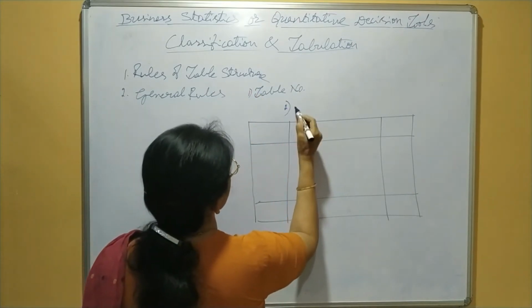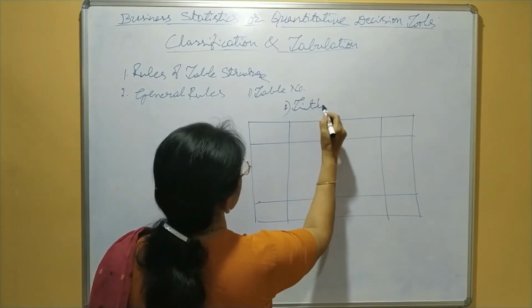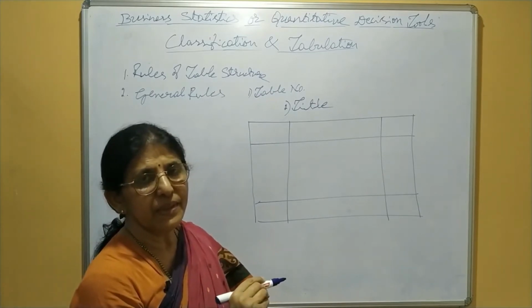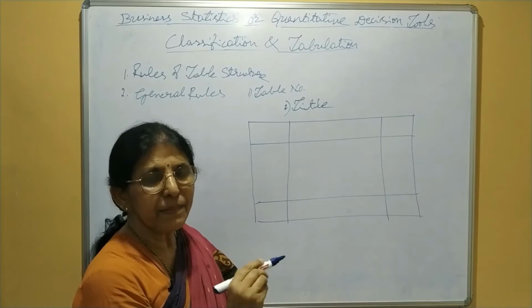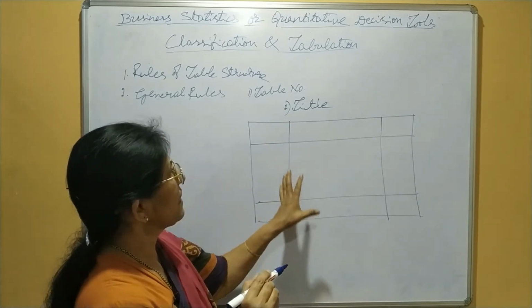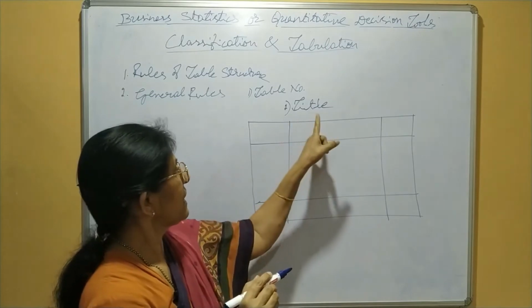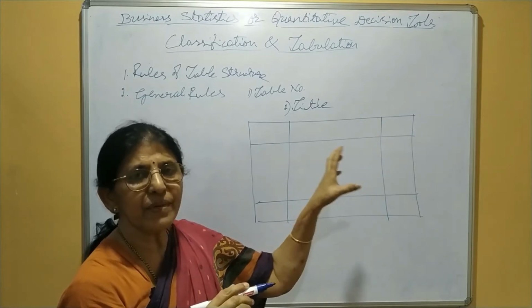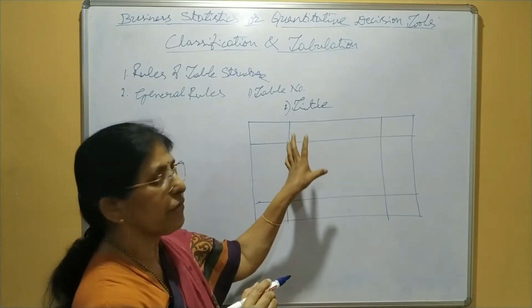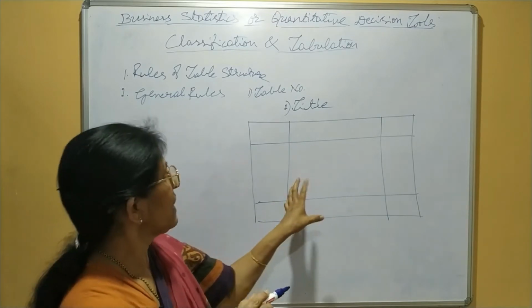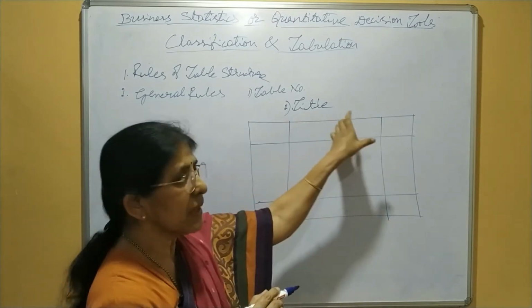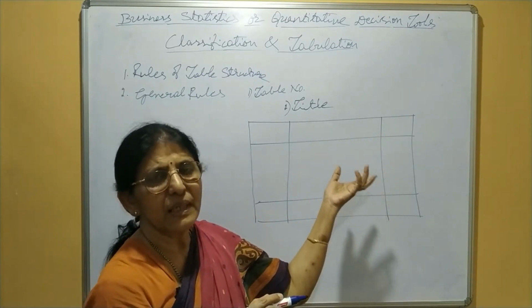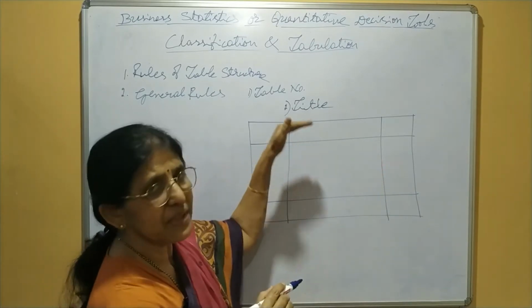Second one is title. Title is a small statement given in a single sentence briefly explaining the characteristic of the data in the table, and it must be given above the table in the middle with different writing. You may use capital letters or different colorings. It has to be differentiated.